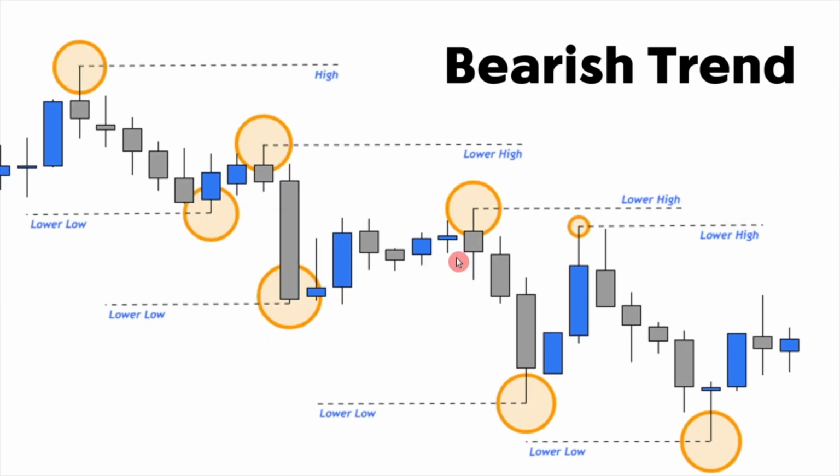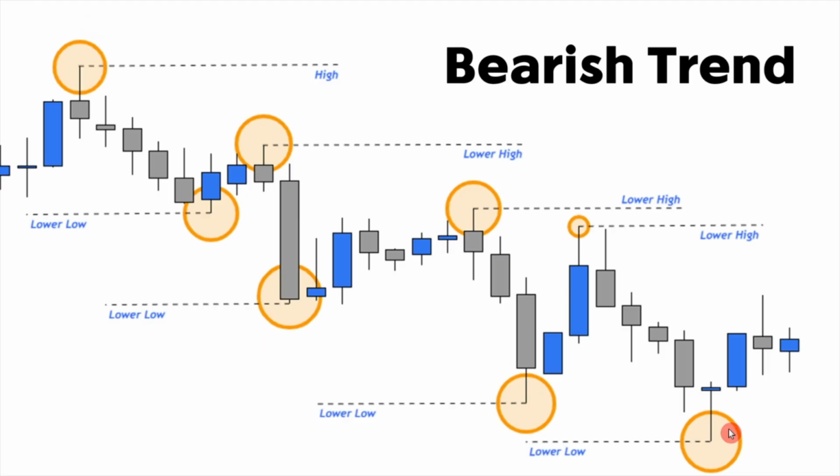Now, the market behaves the same way in a downtrend, just in reverse. A decline is characterized by lower highs and lower lows. Price sets a high, breaks downwards into a low, retraces but fails to reach that previous high, giving us a lower high, then continues falling into a new lower low. And this pattern repeats. As long as those lower highs and lower lows keep forming, this trend remains bearish.